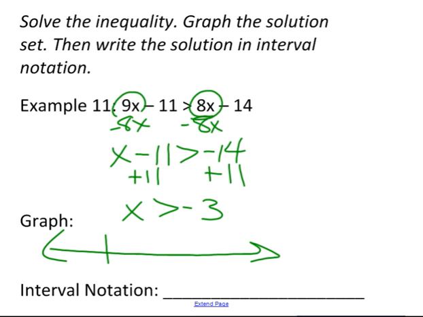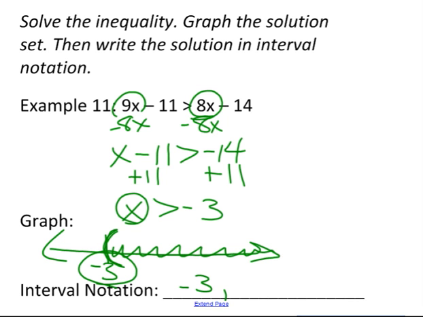Graph the answer. I've got negative 3. We want x to be bigger than negative 3, so that means go to the right. Greater than is parentheses. So that's what it would look like as a graph. Interval notation: I have my negative 3 over here on the left, and it keeps on going to the right, which is positive infinity. The negative 3 had parentheses, and infinity always gets parentheses.